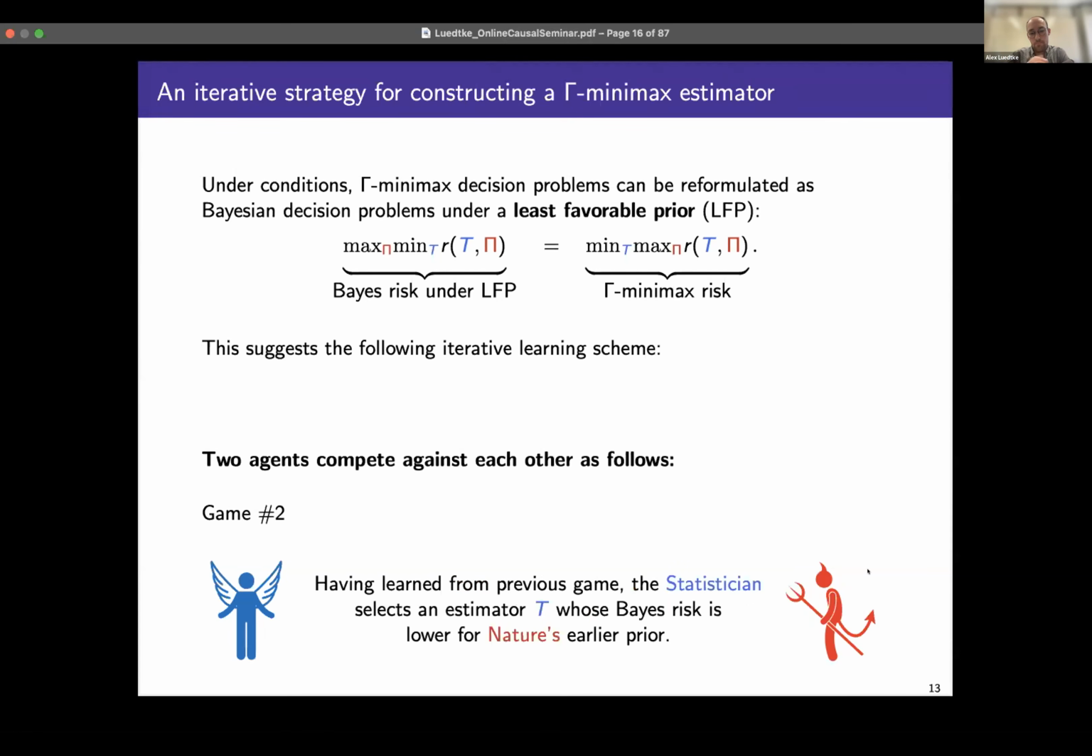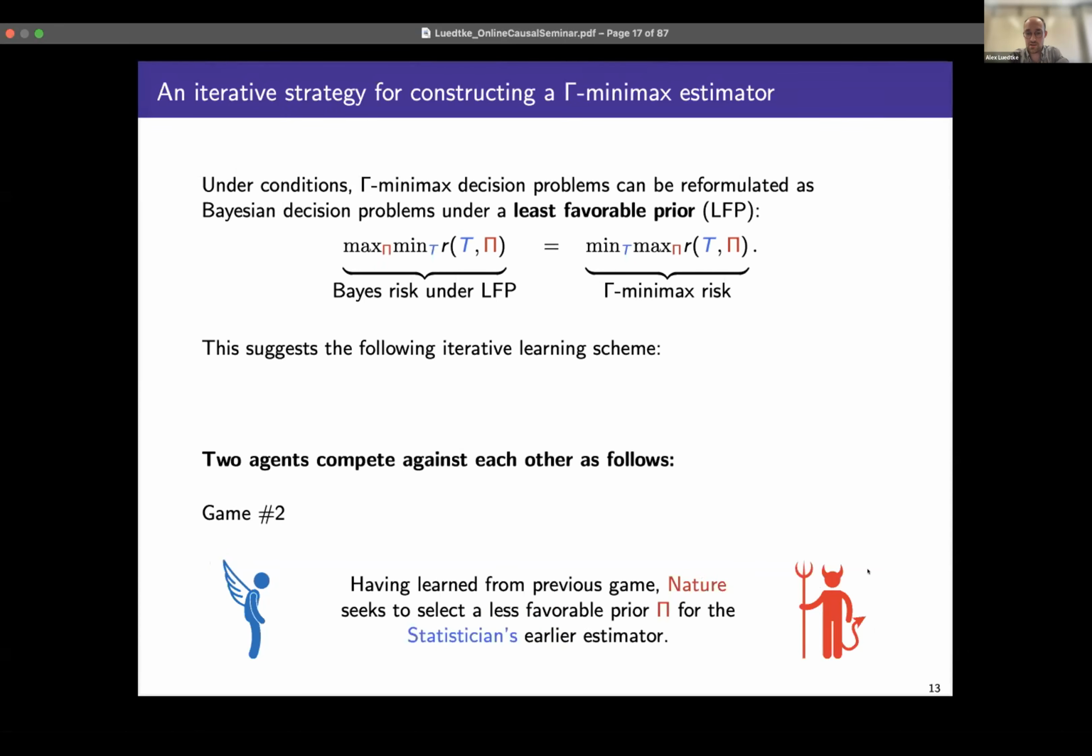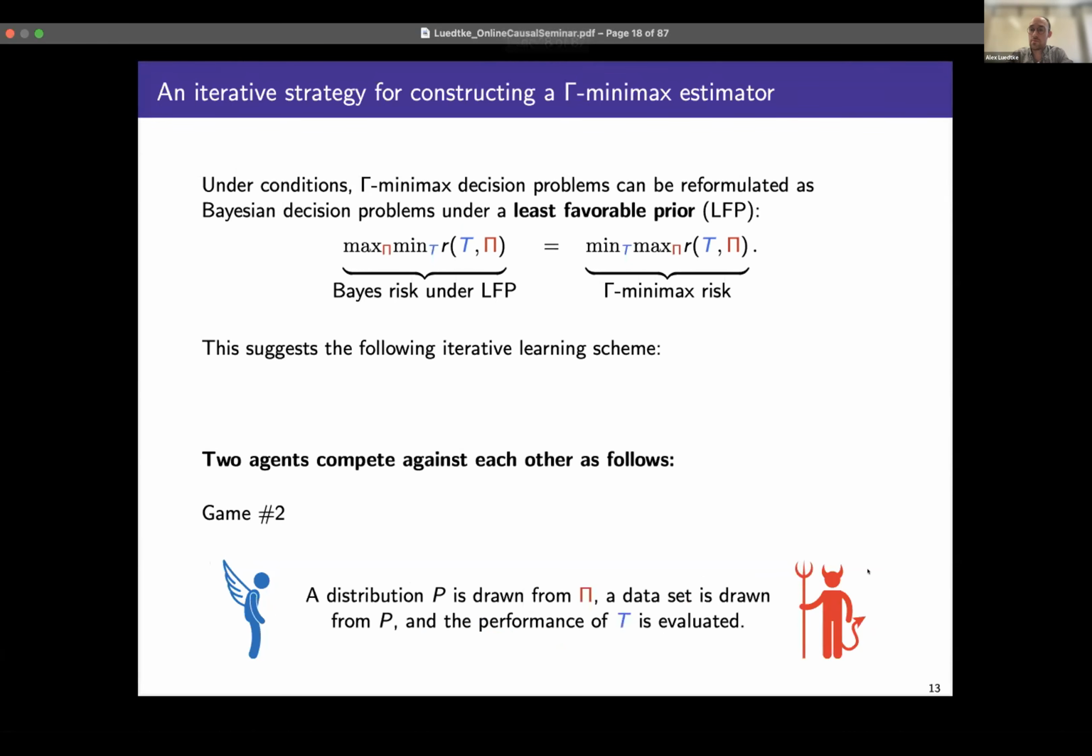Based on that, both of the players are going to try to improve their strategies. They're going to see how they did. Did the statistician overestimate or underestimate the regression function, say, in that context? And so both players are going to update their strategies. The statistician is going to try to select an estimator whose Bayes risk is going to be better for nature's previous choice of prior. And nature is also going to select a prior that's going to be better in the sense that it's harder for the statistician's choice of estimator. And then we're just going to play another game.